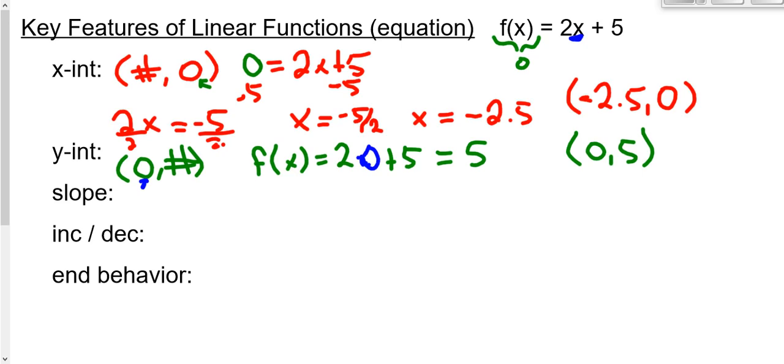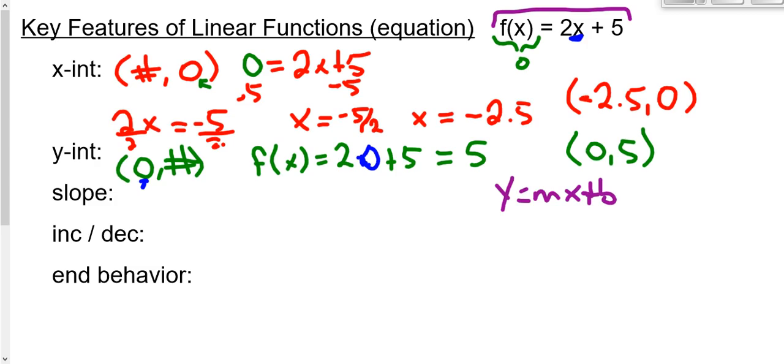Now, what you may remember, and what is going to be very helpful to remember as we move forward, is that this equation up here, f of x is 2x plus 5, is in the same form as the equation y equals mx plus b. And the reason this is so helpful is because mx plus b is slope-intercept form.